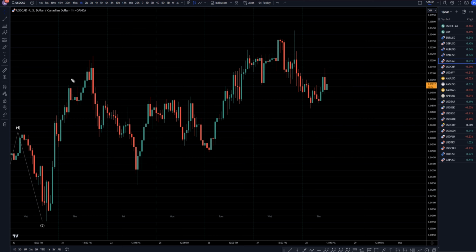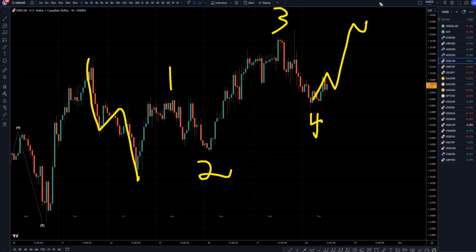Or possibly, I do see that this right here is 3 waves down, so this could possibly be a 1, 2, 3, and then maybe this is a 4, and then it goes up and makes a 5, and then ends a trend. But either way, I think that we do have some more upside potential, and I do believe that this whole thing is a correction to that bigger move down that I was showing on the 4 hour and the daily time frame.